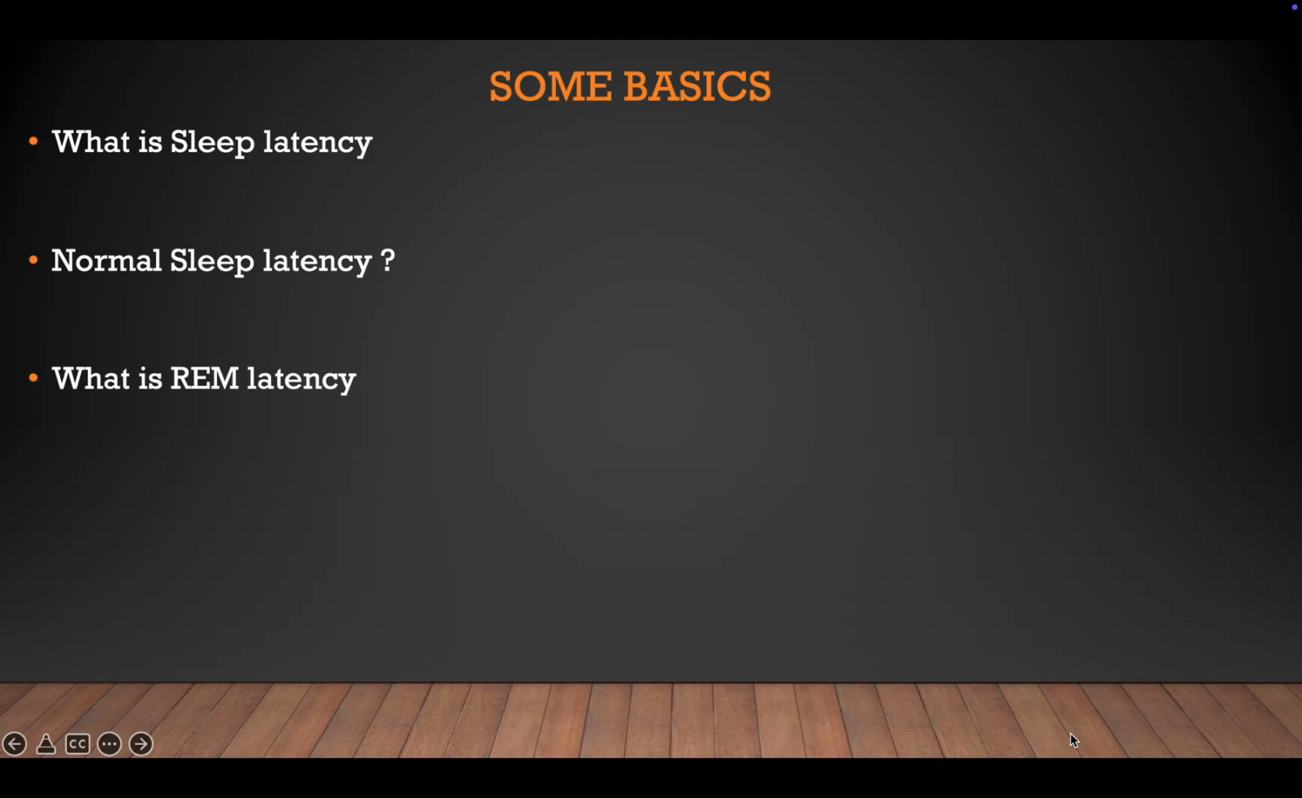Next, what is REM latency? The REM latency is the time from the sleep onset to the first epoch of REM sleep. Normally, it is about 90 minutes, usually somewhere between 70 to 120 minutes on a nighttime PSG. If it is shorter than 60 minutes, we start to think about sleep deprivation, medication withdrawal, depression, even narcolepsy.